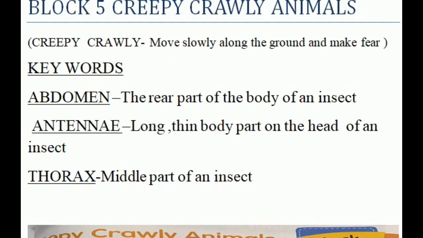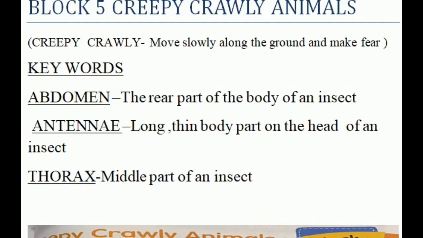Today you are going to learn the 7 common body parts that all insects have. At the end of this lesson you will be able to identify the 7 common body parts that all insects have.